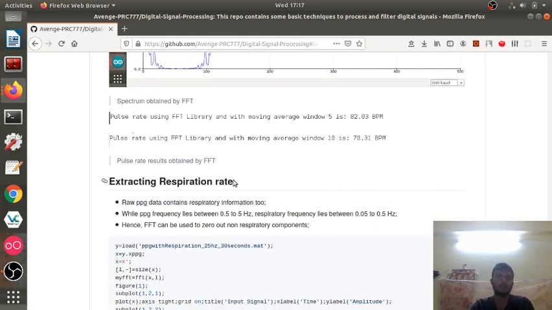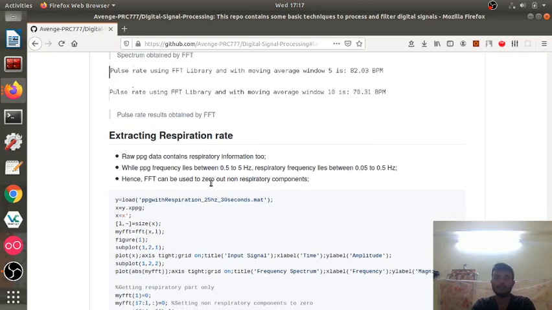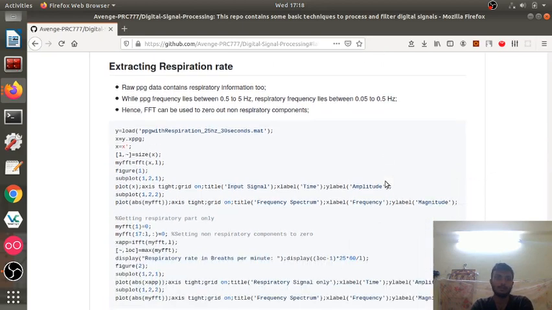Now extracting respiration rate. Raw PPG data contains respiratory information too. While PPG frequency lies between 0.5 to 5 Hz, respiratory frequency lies between 0.05 to 0.5 Hz. Hence FFT can be used to zero out non-respiratory components. That is, if we want only the respiratory rate, we'll first perform FFT and we'll set all of the frequencies except these ones to 0 and take inverse FFT.